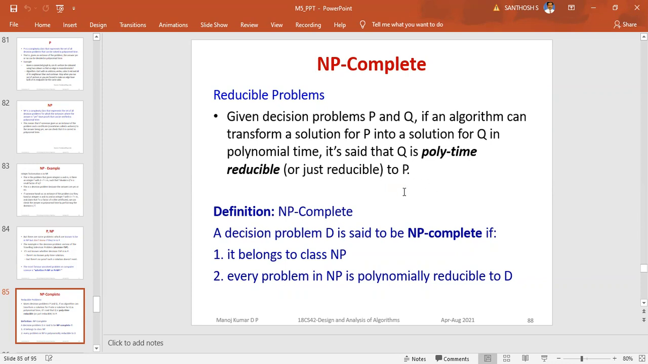Understand carefully. So this is the reducible problem. You have to understand this one carefully.